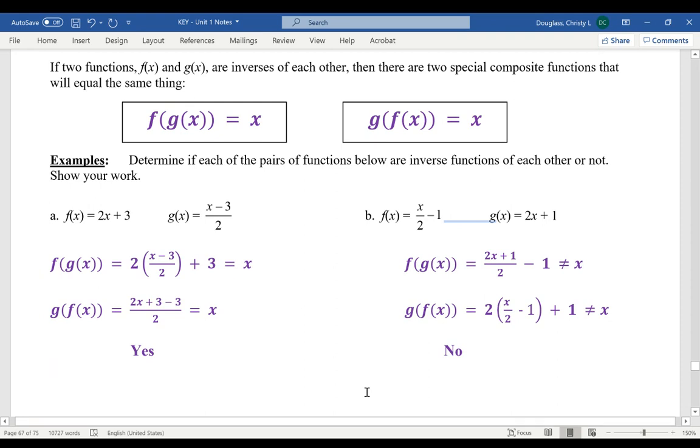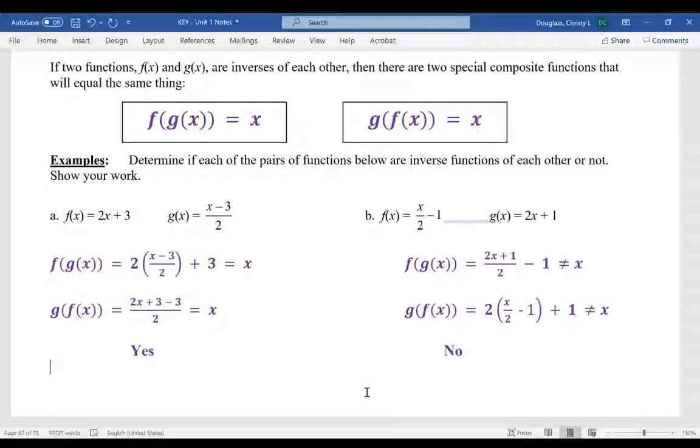So you should be able to determine if two functions are inverses. You should be able to find the inverse of a function given a table or a graph or the function itself.